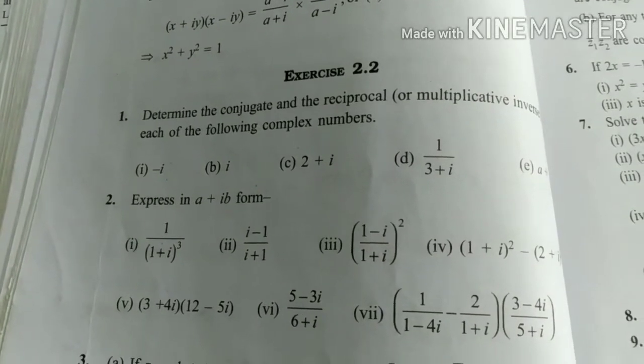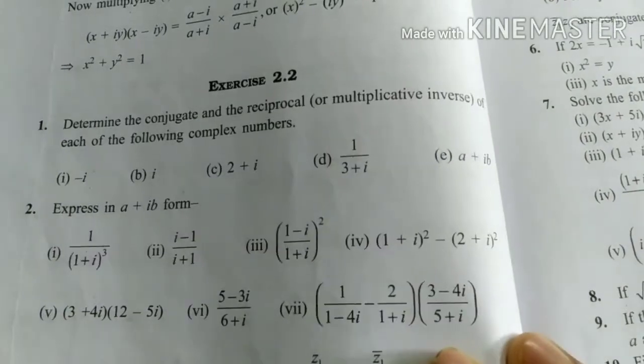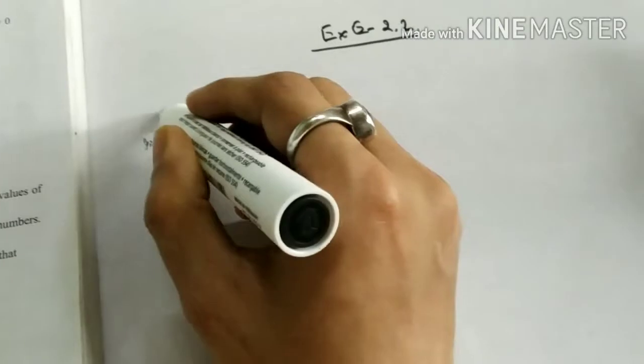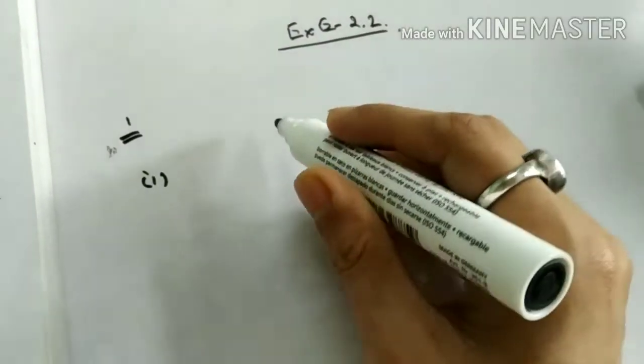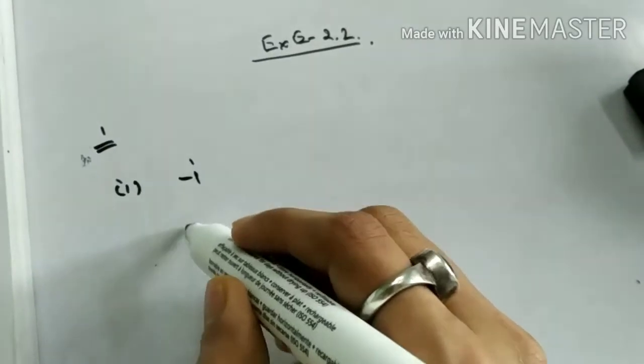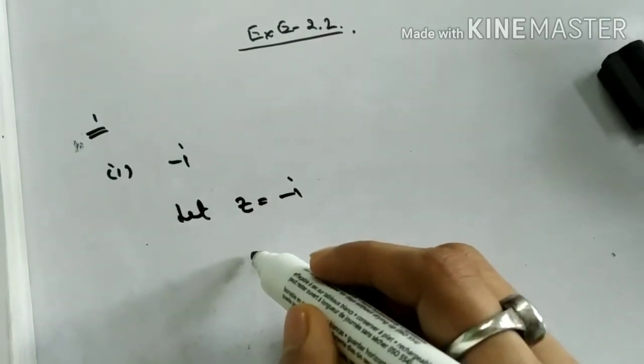Exercise 2.2, question number 1. Determine the conjugate and reciprocal or multiplicative inverse of each of the following complex numbers. Determine the conjugate and reciprocal. So first of all, it is given minus i. Let z is equal to minus i.